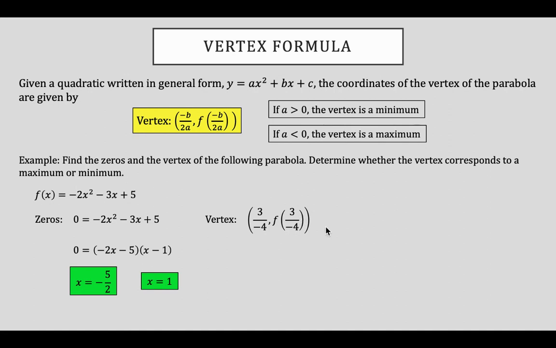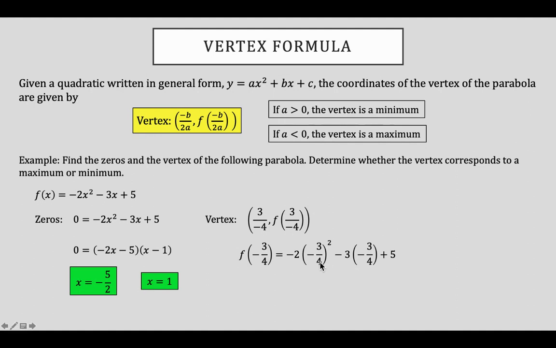Well, to find this y-coordinate, what we have to do is evaluate f of negative 3/4. That means we need to plug negative 3/4 into our function to find the corresponding y. Again, if we have an x-coordinate, to get the corresponding y, we have to plug it in. That means f of negative 3/4 is equal to negative 2 times negative 3/4 squared minus 3 times negative 3/4 plus 5. So, how do we square a fraction?